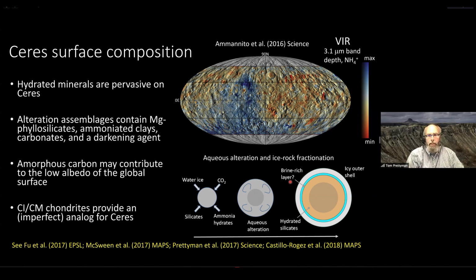One key thing to understand about Ceres is that it's similar to the CI-CM chondrites, but they really do provide an imperfect analog for Ceres. And this is mainly because Ceres is large and it likely underwent extensive ice-rock fractionation, producing a differentiated interior. And that would be unlike the CI-CM parent bodies.